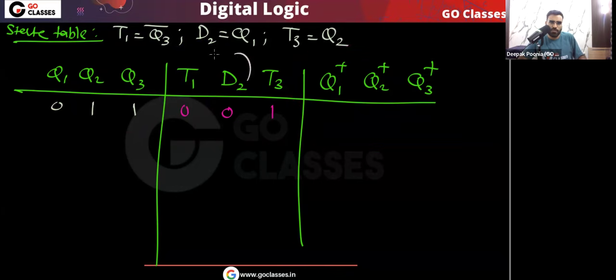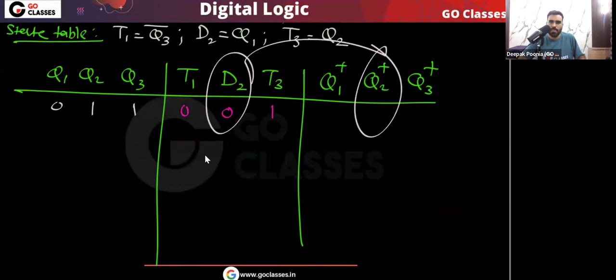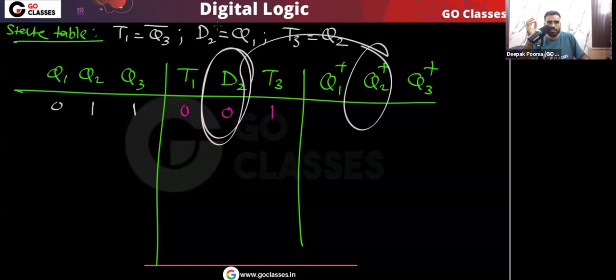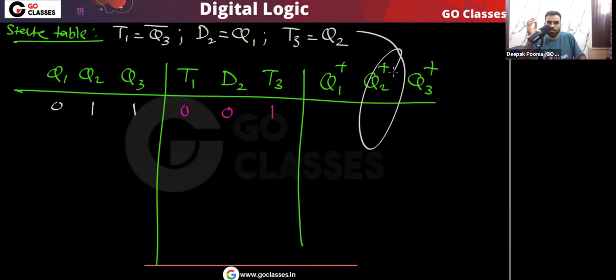Notice, for the D flip-flop, this is very easy. You already know that in the D flip-flop, whatever the D input is, that becomes your next state. To find Q2 next, you just see what D2 is. Because in the D flip-flop, whatever is the D input becomes your next state, Q2 next is the same as D2, so it will be 0. This 0 you can write as it is.